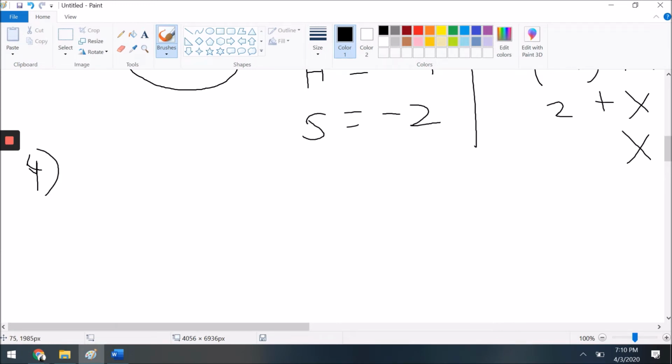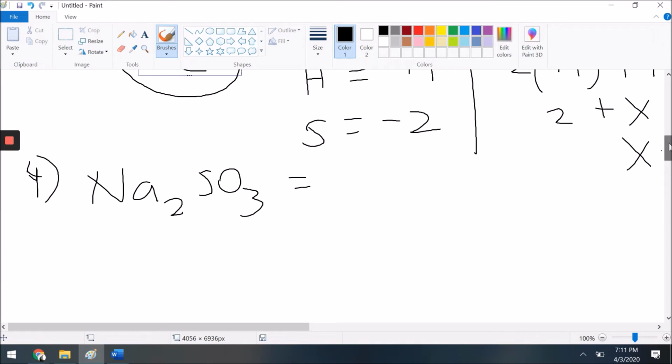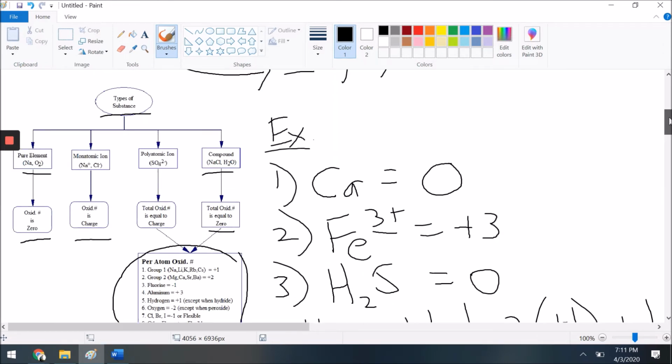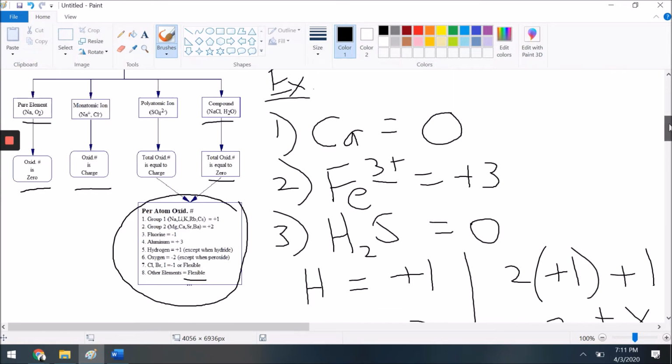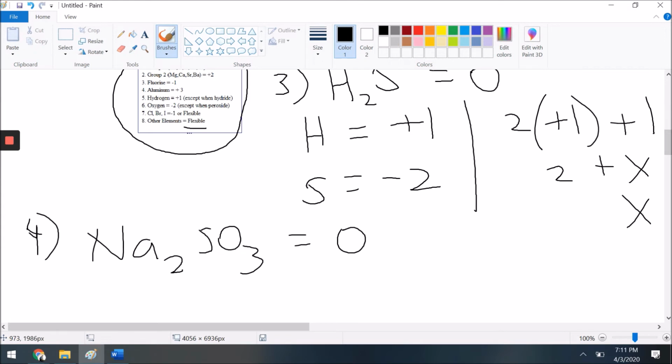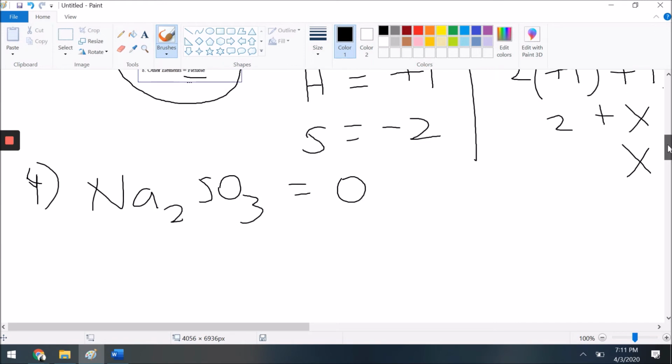Okay, let's try this one. Let's go with Na, sodium sulfite. Okay, so let's take a look. What type of substance is this? It's not a pure element, it's not a monatomic ion, and it's not a polyatomic ion. Again, it has to be a compound. So the oxidation number for this is going to be 0 for the compound. Now, if I ask for the oxidation number for each atom per element, sodium, sulfur, and of course you have oxygen for the last one.